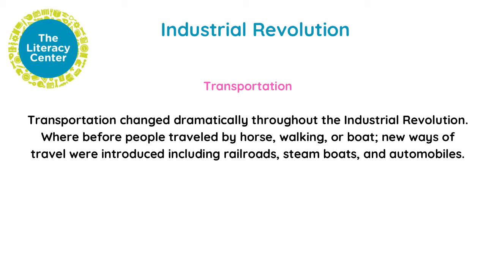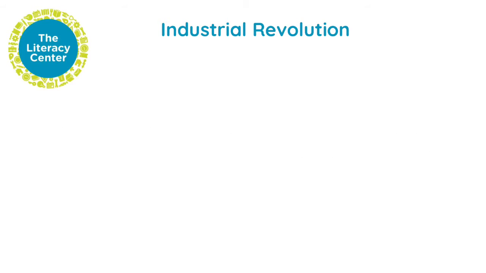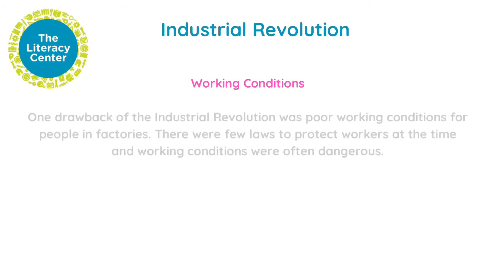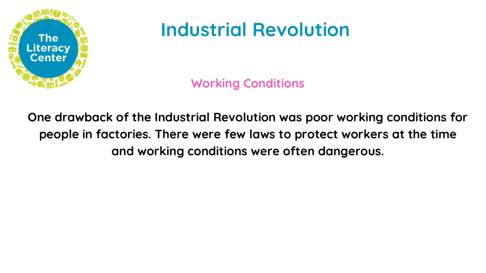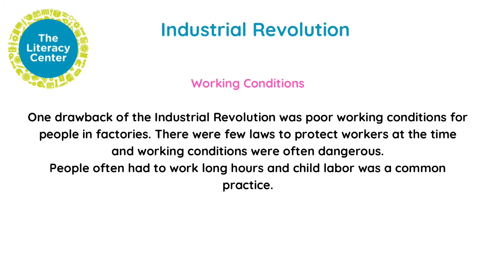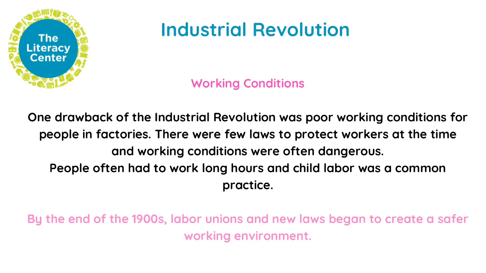Another change was working conditions. One drawback of the Industrial Revolution was poor working conditions for people in factories. There were few laws to protect workers at the time, and working conditions were often dangerous. People often had to work long hours, and child labor was a common practice. By the end of the 1900s, labor unions and new laws began to create a safer working environment.